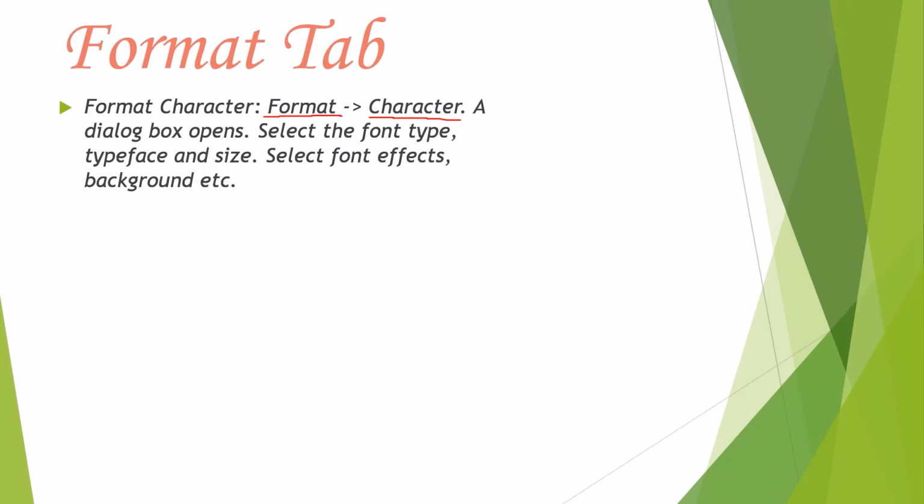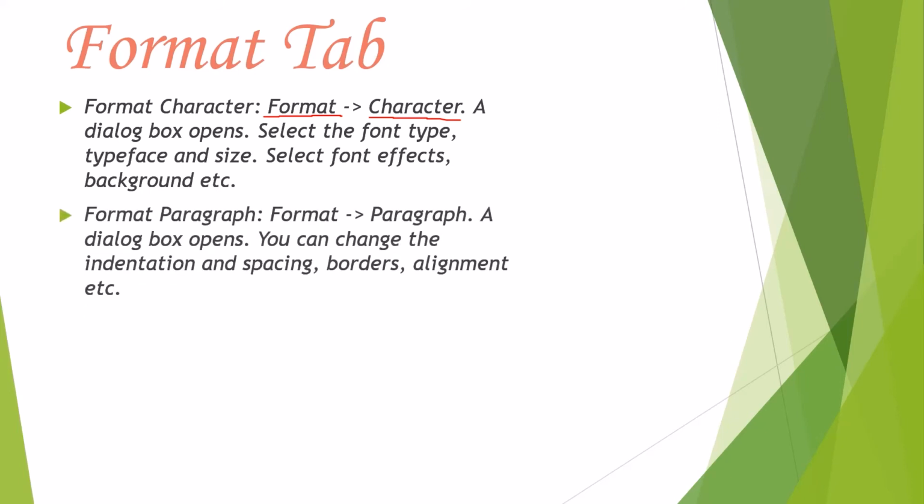Now how to format a paragraph? You have to select the format tab, then choose the option paragraph. Then again a dialog box will open where you will make settings and change them for indentation, spacing, borders, alignment, all of which are applied to the paragraph.